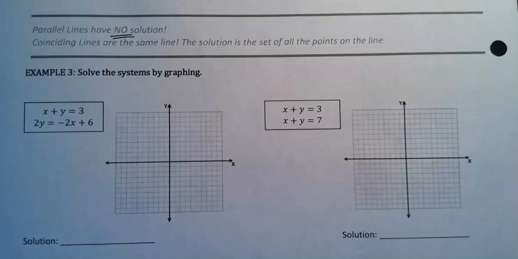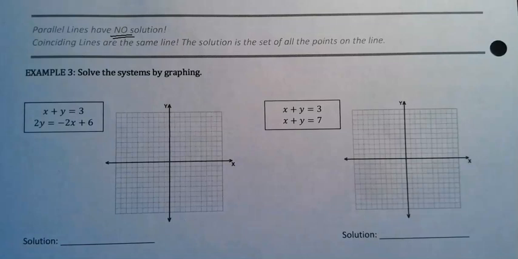Show me some parallel lines with your arms. What do parallel lines look like? Where do they intersect? Nowhere. So how come parallel lines have no solution? Because they don't intersect. Okay. So parallel lines will never, ever have a solution.